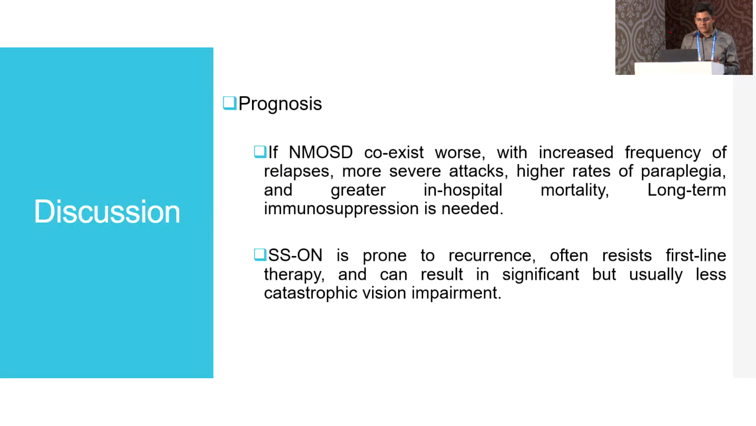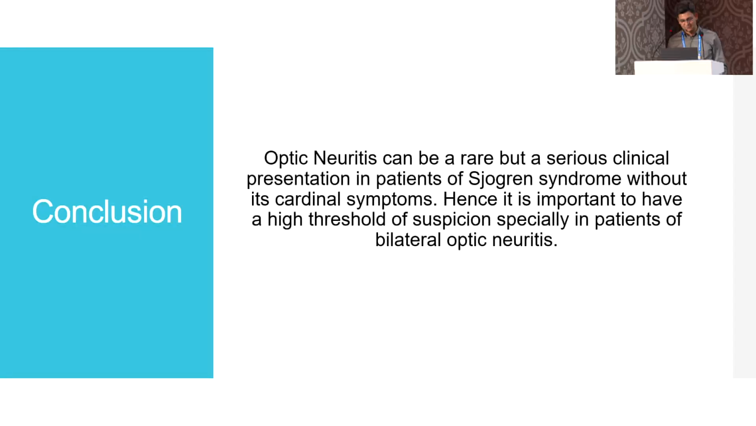Prognosis depends on whether it is associated with any other neuromyelitis spectrum disorder. Then the relapses become more frequent, the attacks become severe, it is more morbid, and long-term immunosuppression is needed for those cases. However, if it is solely associated with Sjogren's syndrome, it is still prone to recurrence. However, the usual course is less visually impairing.